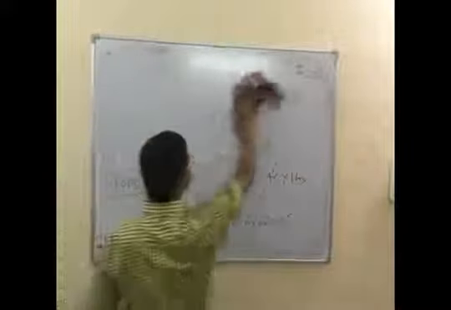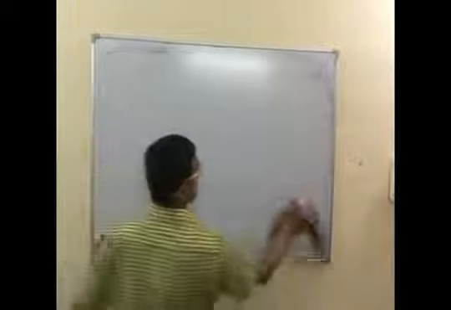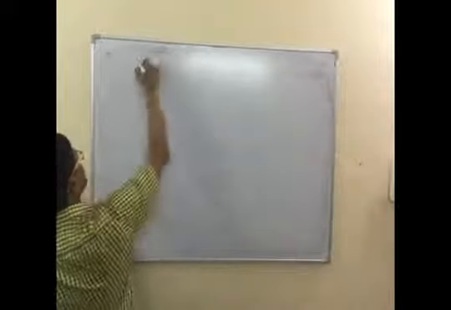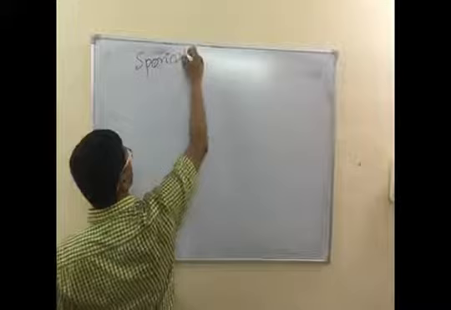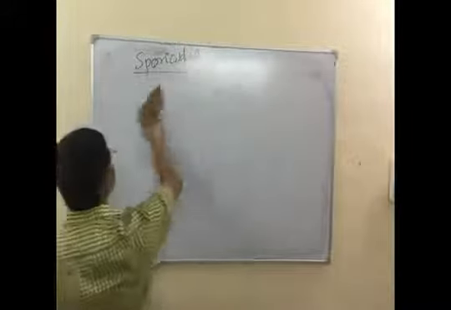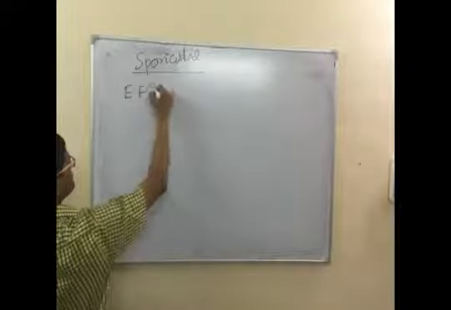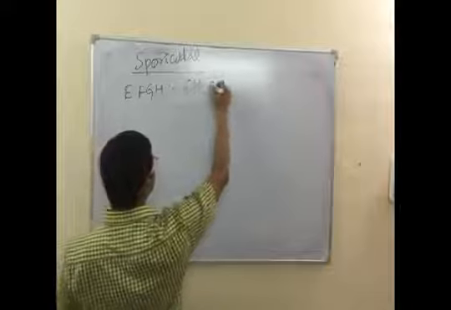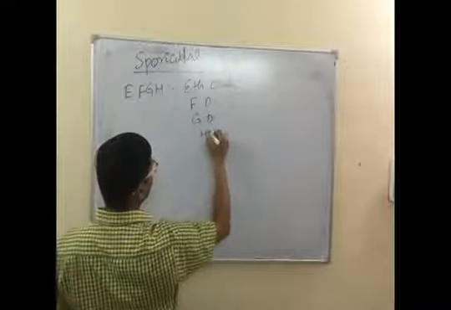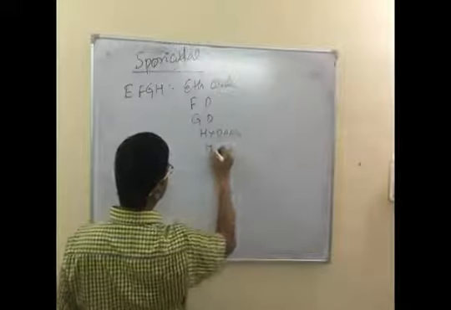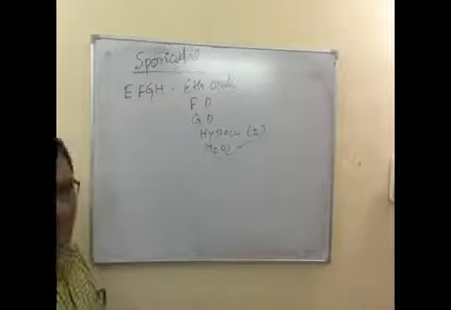So coming to some of the disinfectants and their important roles, I can summarize what the sporicidal agents are. There are various disinfectants which can kill the spores. The examples, the abbreviation is EFGH: ethylene oxide, formaldehyde, glutaraldehyde and hypochlorite, hydrogen peroxide. Hypochlorite will be plus minus, but hydrogen peroxide will always kill the spores.